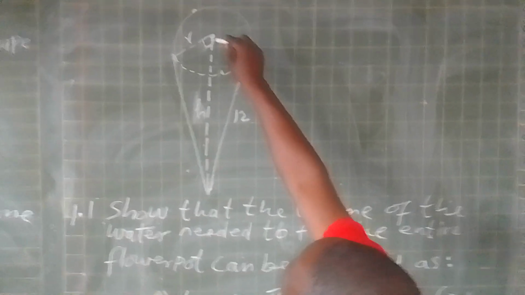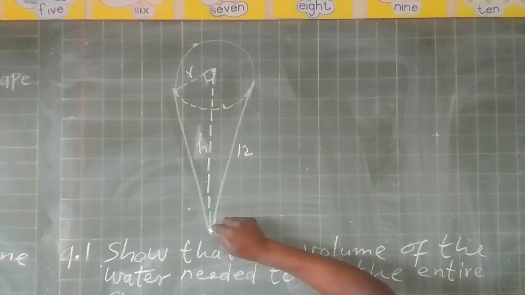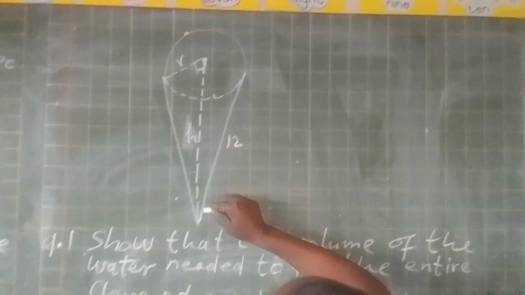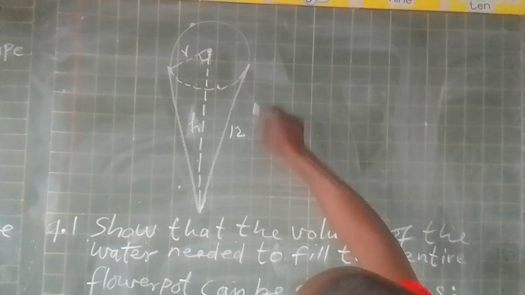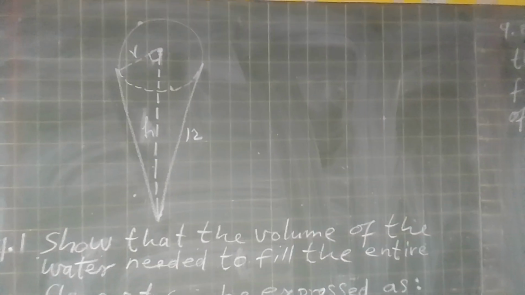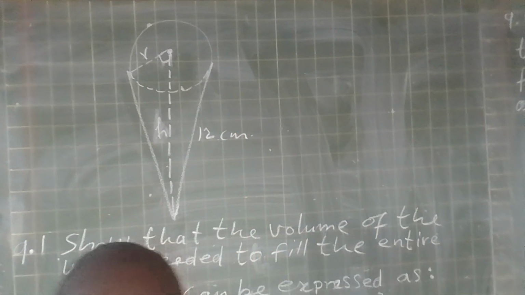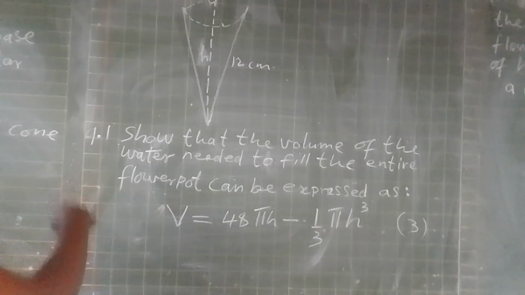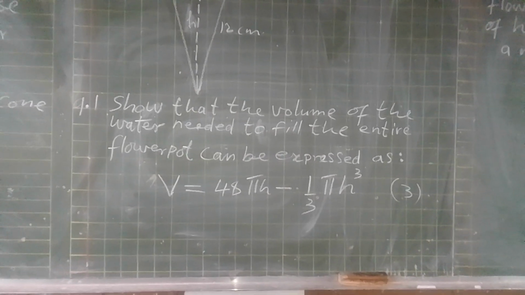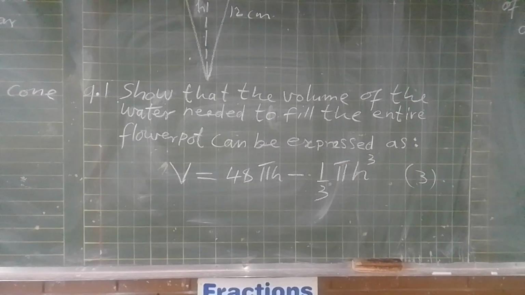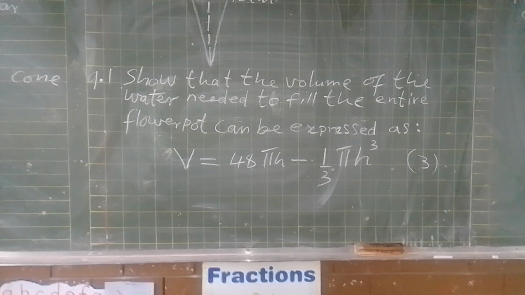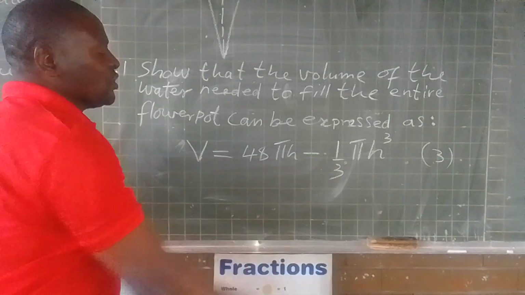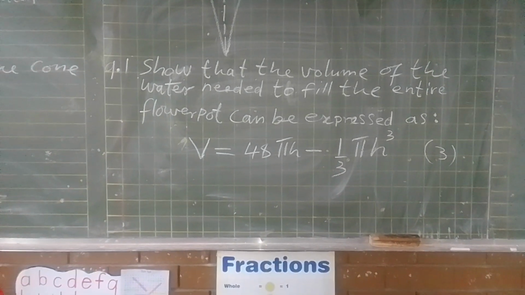This is our height from the center up until here. And then we have the radius R. Then the slant height of this cone is 12 centimeters. It is given as 12 centimeters. Now we are required to calculate 9.1: show that the volume of the water needed to fill the entire flower pot can be expressed as V equals 48 pi h minus 1/3 pi h cubed, for 3 marks.